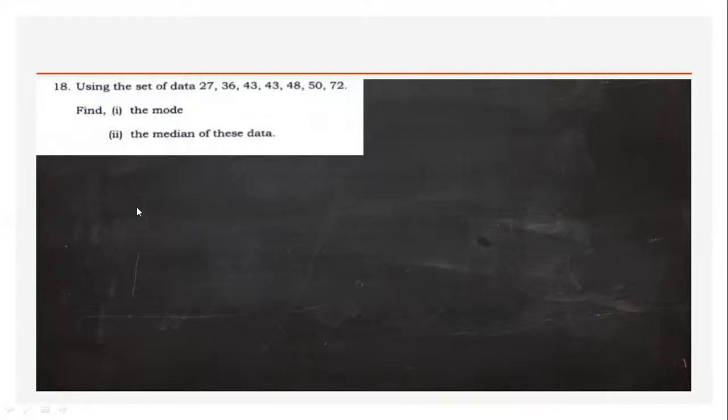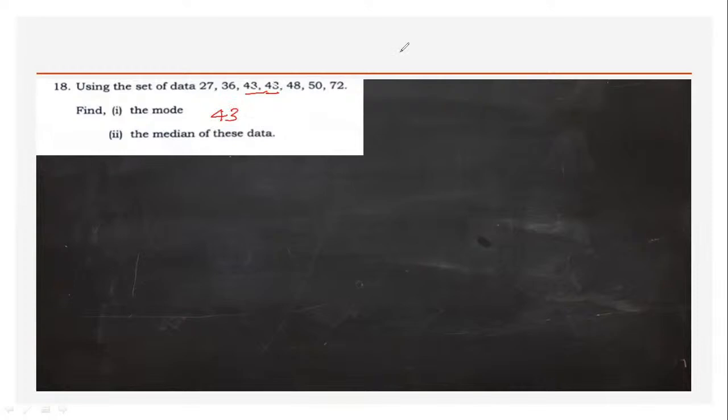Next question. Using the set of data 27, 36, 43, 43, 48, 50, 72, find the mode. Even when we were in grade 7 we learned that the mode is the number that appears the most number of times. So 43 appears the most number of times. So 43 is the mode of this data.